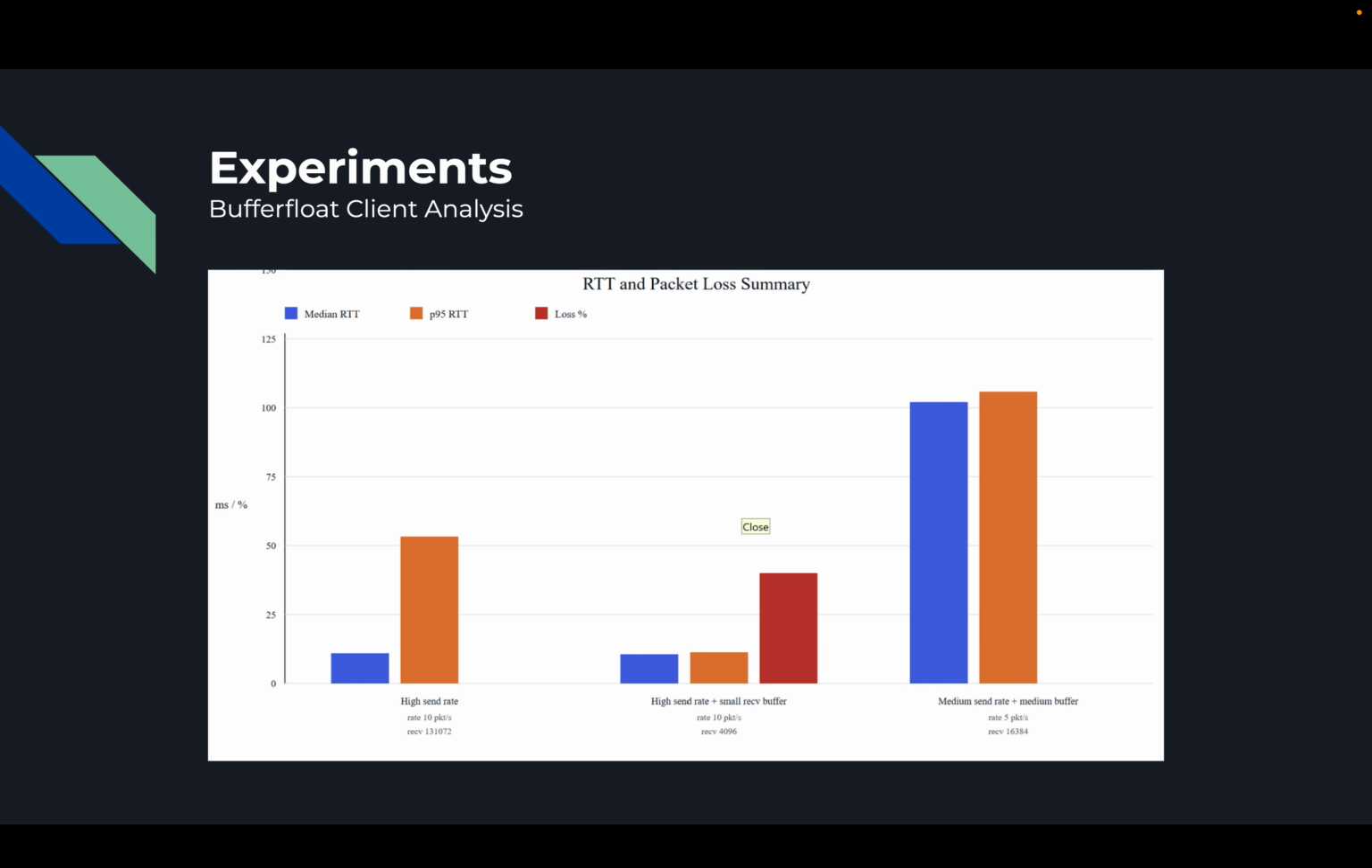This chart summarizes median RTT, P95 RTT, and loss rate. The medium rate medium buffer test has the highest RTT with a median around 102 milliseconds and a P95 around 105.8 milliseconds. The high rate small receive buffer test has the highest loss rate at 40%, even though its successful RTT values are low. The high rate larger buffer test has no loss and a low median RTT, but a higher P95 due to one slower packet. The overall conclusion is that buffer sizing changes whether the network fails through delay or through packet loss.